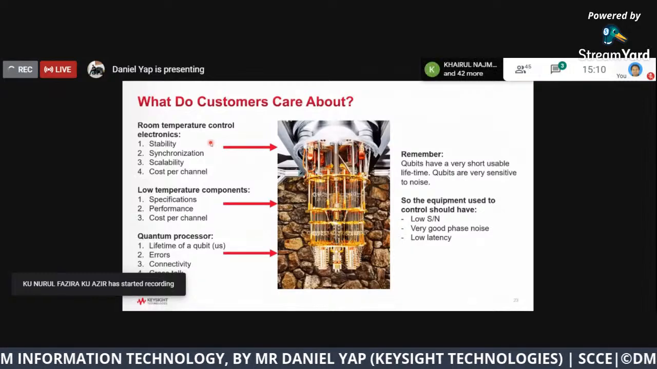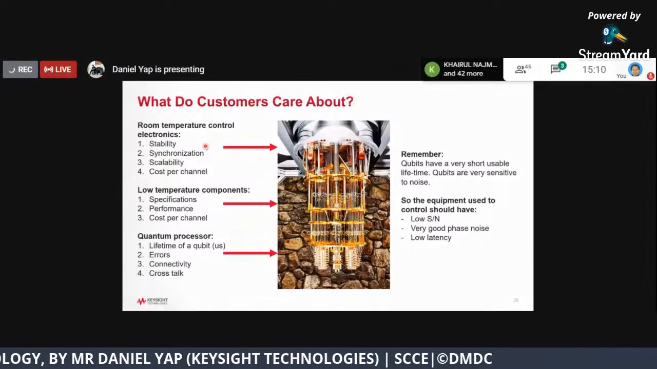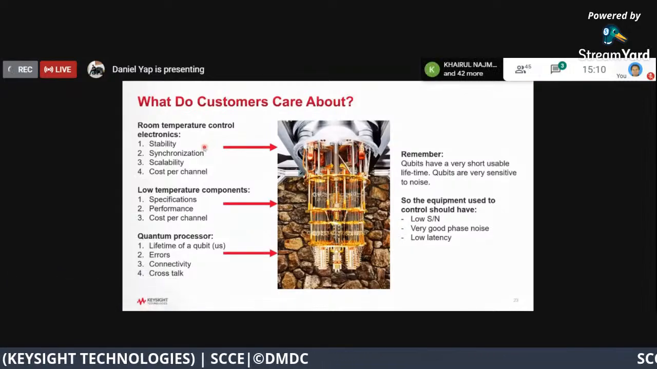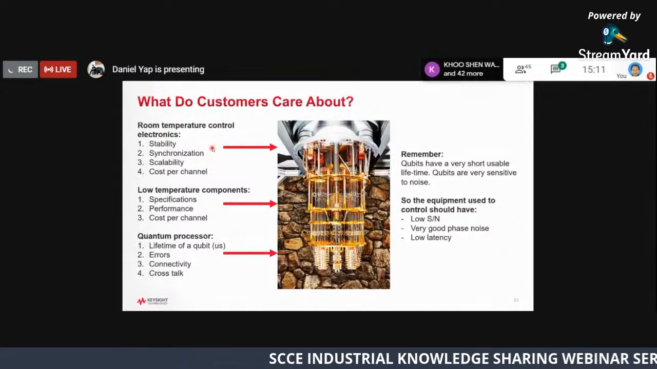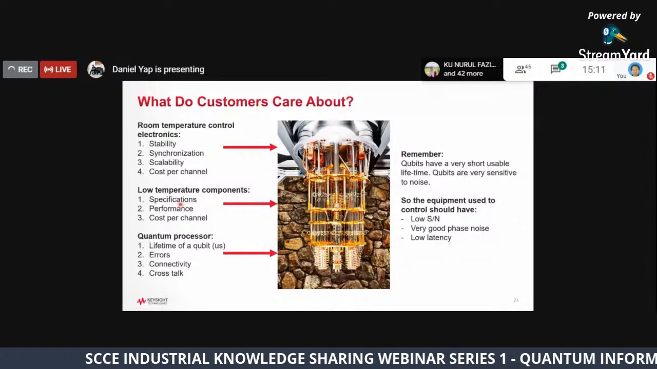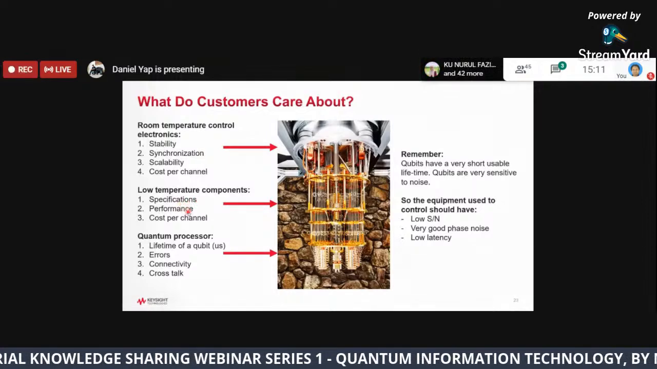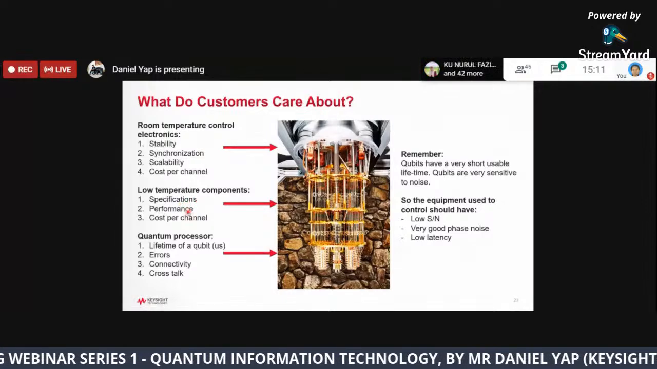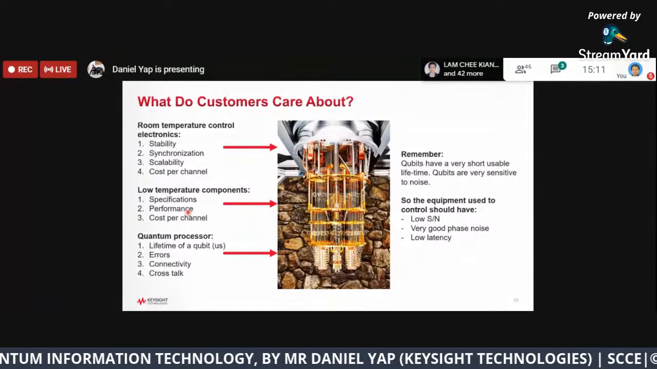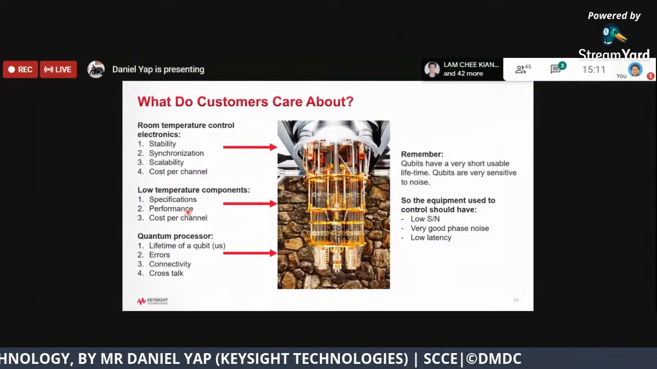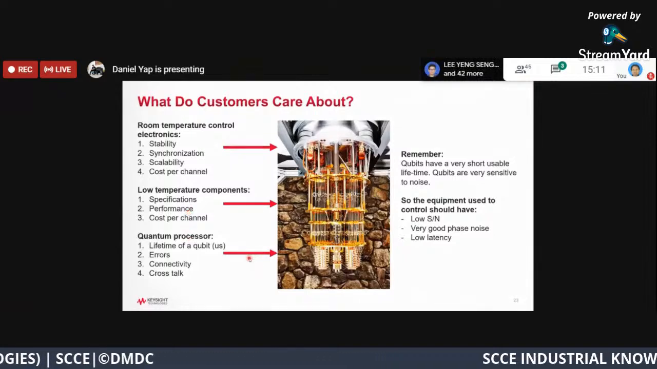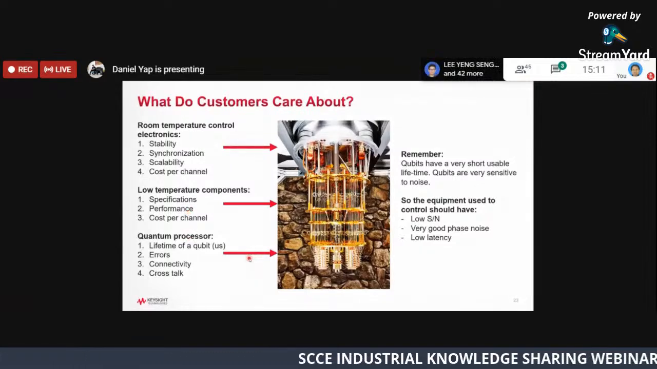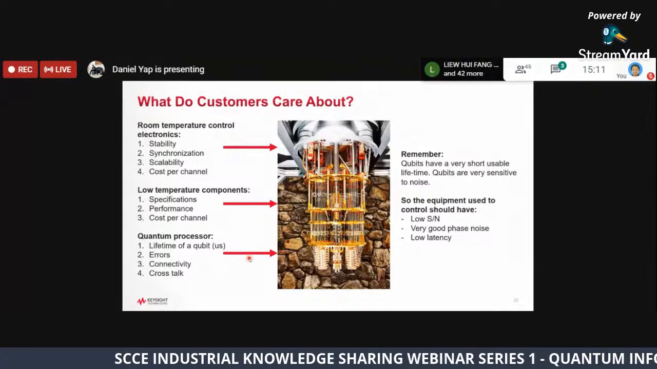When you go to room temperature control, you have stability, synchronization, scalability, and cost per channel. You want to bring the cost down at the end of the day. And then if you go to the lower temperature components, there are different sets of requirements. The specification must be there, your performance, and cost again. And finally, at the processor, the qubit side, the lifetime of the qubit means the coherence time of the qubit.